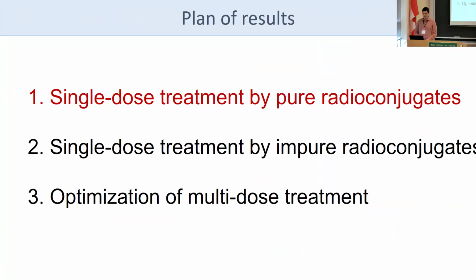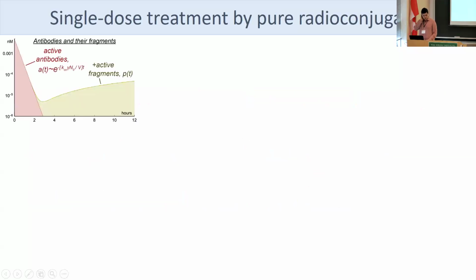At first, I will consider idealized single-dose treatment by pure radioconjugates, which means that all the injected antibodies are conjugated with radionuclides. Understanding this case serves as an important stepping stone for further results related to the effect of drug impurity on single-dose treatment and to multi-dose treatment. So, one injection of pure radioconjugates. If the amount is notably lower than the amount of specific receptors on cancer cells, then their binding is performed only within several hours, while the concentration of antibodies in blood falls rapidly. And this greatly facilitates analytical investigation of the model in this setting.